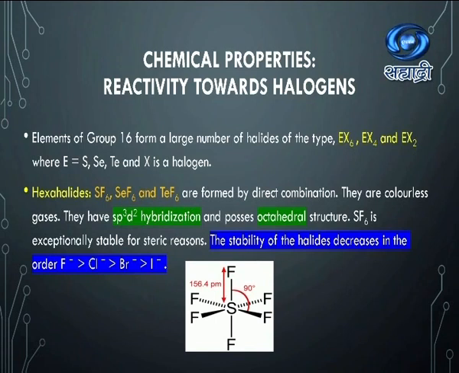SF6 is exceptionally stable for steric reasons. Stability of the halides decreases in the order F minus greater than Cl minus greater than Br minus greater than I minus. So it is but natural. Size of the halogen also increases down the group, and so this is going to be the order for stability of these halides. So here is the structure of sulfur hexafluoride. Octahedral structure, as can be seen.